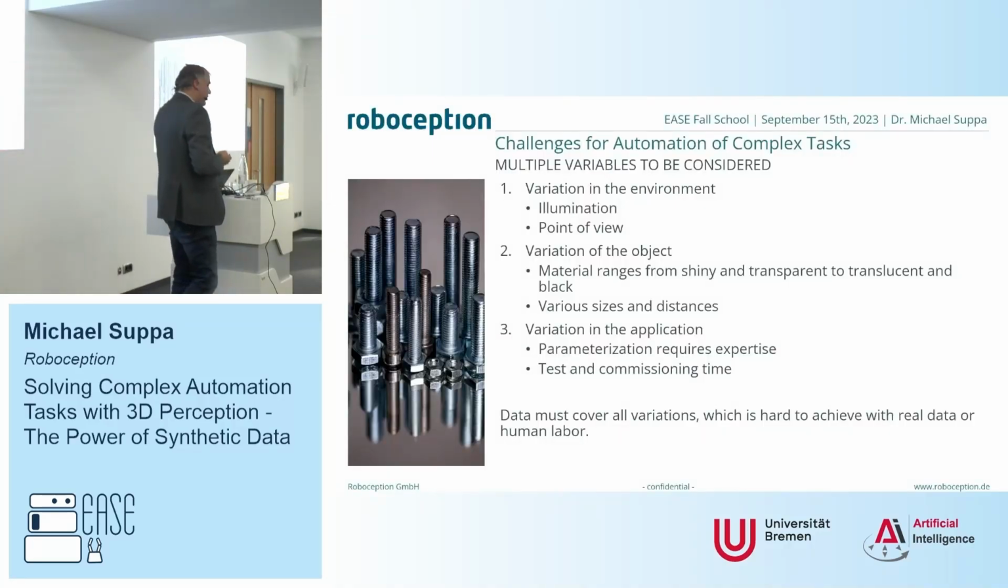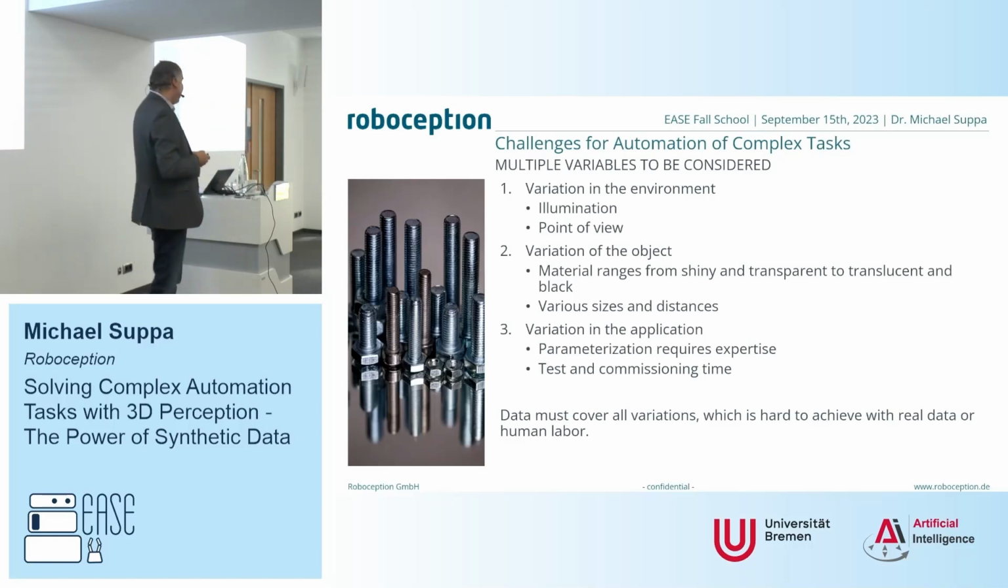Good. What are the challenges, especially from the 3D projection side? So you have a lot of variables. You have a variation in the environment. So basically, there are changes in illumination, changes in point of view. So you don't always have the possibility to see the part as well as you want to, because there are some constraints. The robot needs to have some space to reach the part.